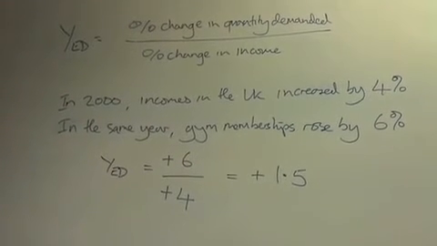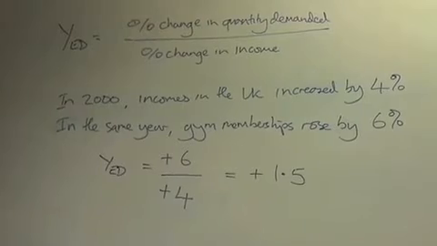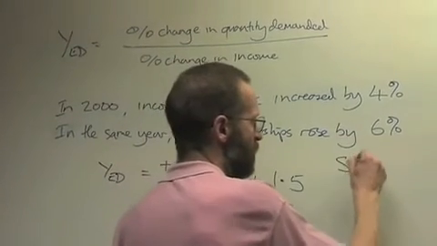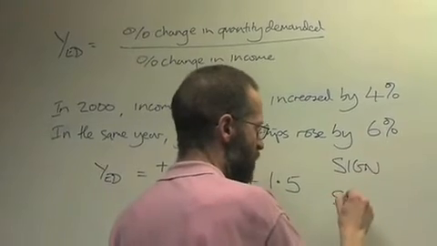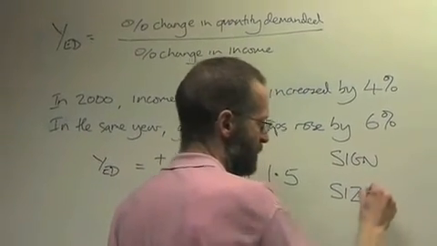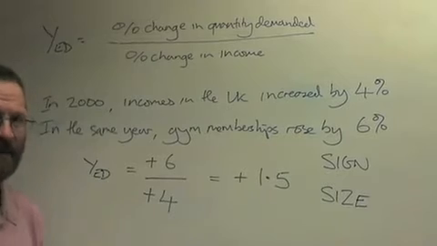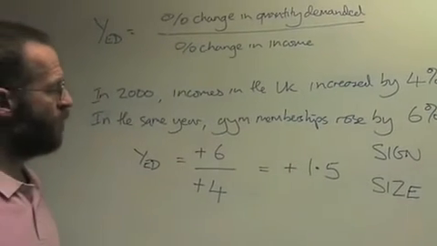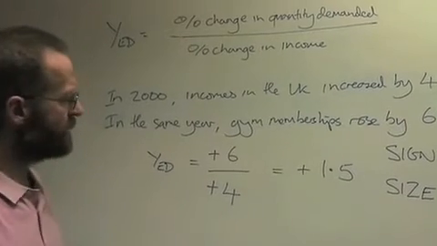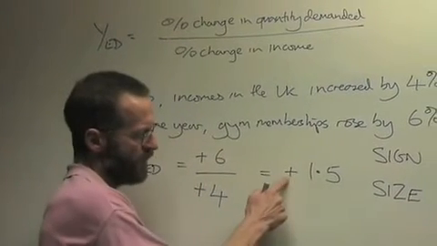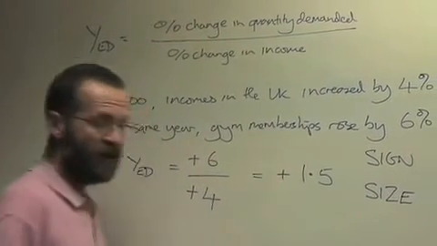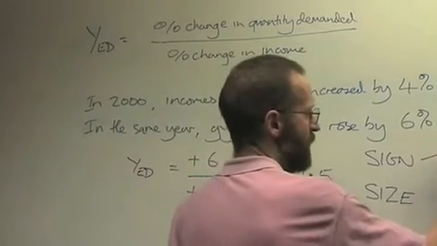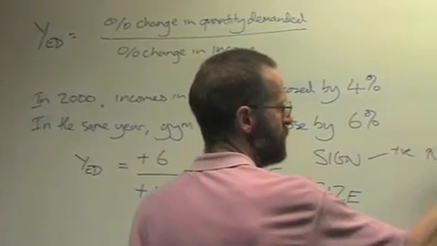The third stage is to comment on what this means. Now remember, you've got to comment on two things. You've got to comment on the sign, and you've got to comment on the size. When you're looking at income elasticity of demand, the sign can be either positive or negative. In this case, we've got a positive number. If it's a positive number, it means that the product is a normal good.